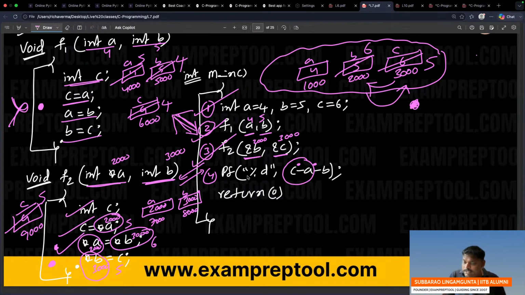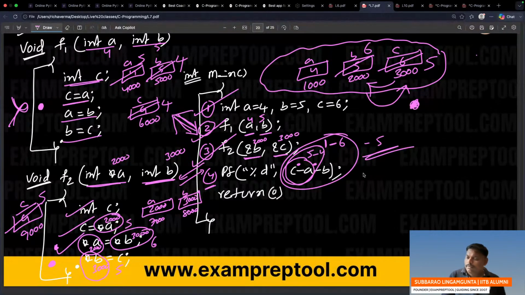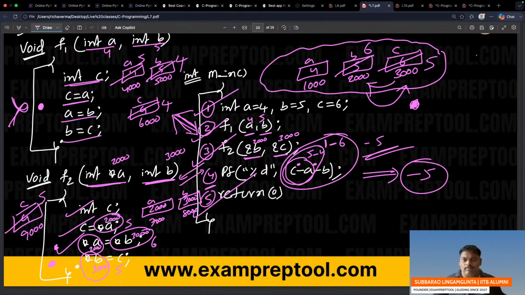Can you help now? As of now, in this box, what is C? 5. What is A? 4. 5 minus 4 is 1. 1 minus B. What is B? 6. 1 minus 6 is minus 5. Minus 5 will be printed. I hope everyone got it. Minus 5. Let me know if I did anything wrong.